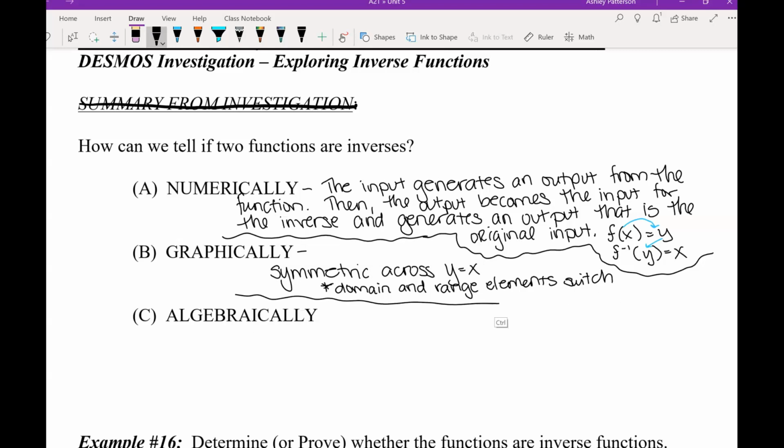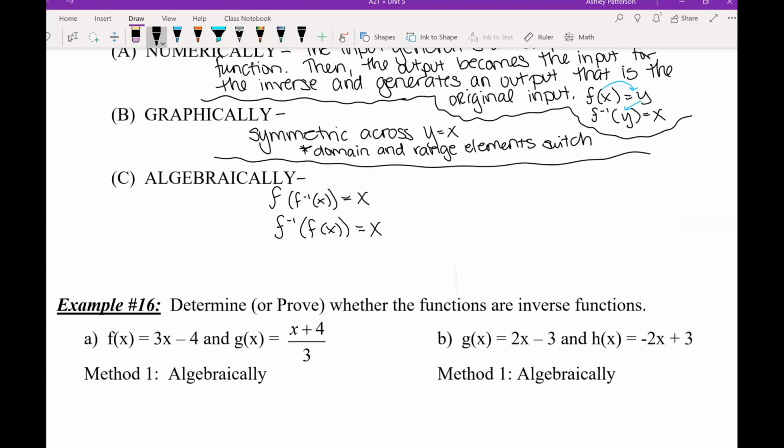And then algebraically, this is where composition comes into play. So if we are given 2 functions and we're asked to prove algebraically if they are inverses, well, f of f inverse will always compose to x, as is f inverse of f of x will always compose to x. So if you compose the 2, they give you a result of x, then you know that you have inverse functions. 3 different ways, ladies and gentlemen. Let's play with them. Here we go.